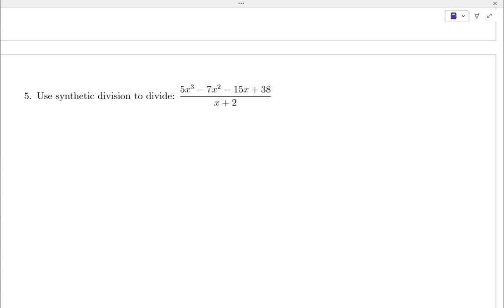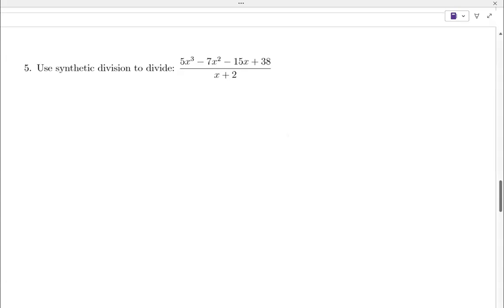Same idea, I want to do this division, but I want to do it a little bit faster. So here's how we're going to do it. The first thing I'm going to notice is this is my polynomial on top. I'm going to write down the coefficients. So the coefficients here are 5, -7, -15, and 38. Notice my denominator is an x plus 2. Up here in the upper left-hand corner, I'll do basically the opposite of what's there. I want to think of it as x minus something. So I'll put a -2 up there.